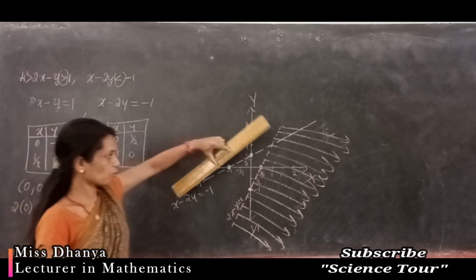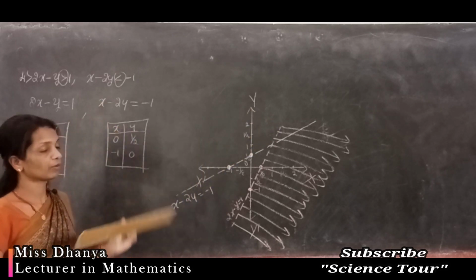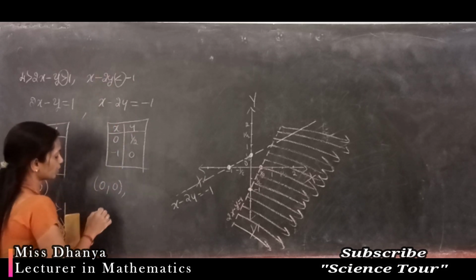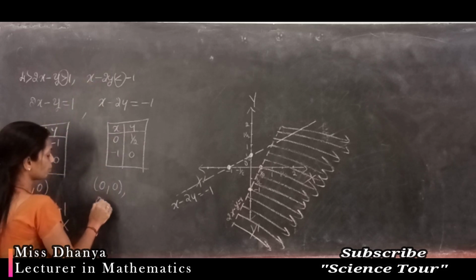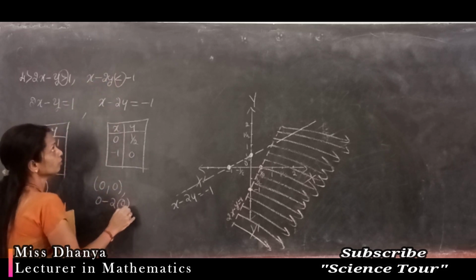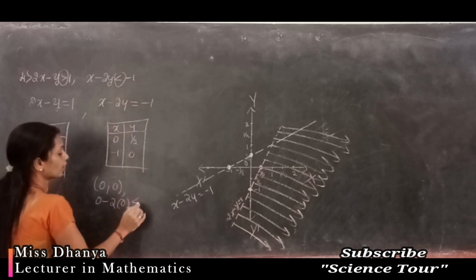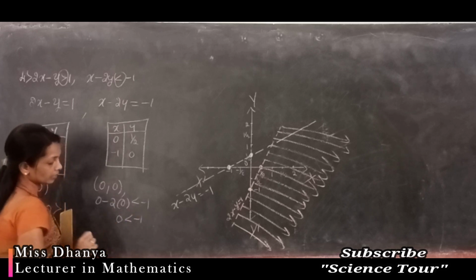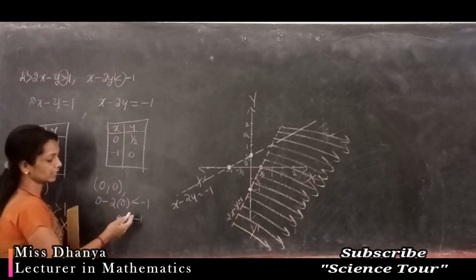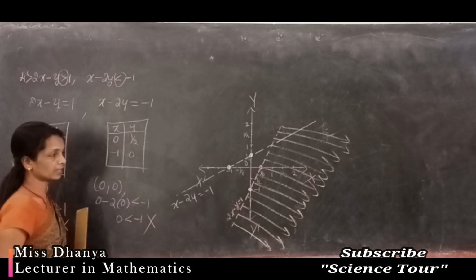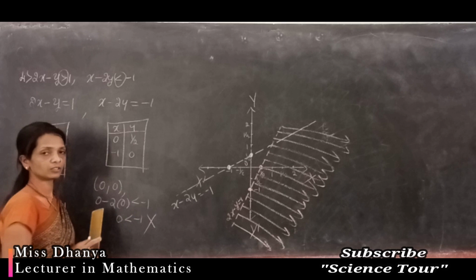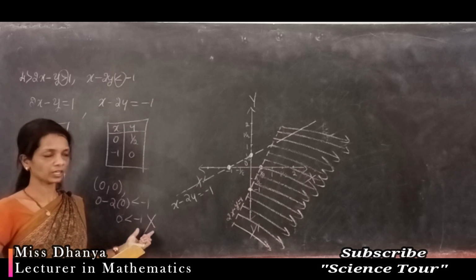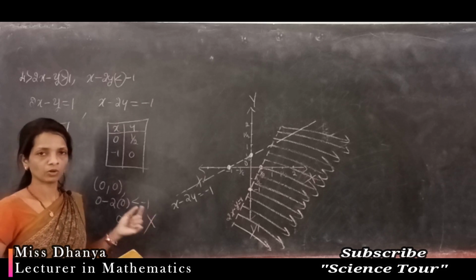Now which half plane of this line will be the solution region for this inequality? To decide that, take a checking point 0, 0. Then you get 0 minus 2 into 0, and the symbol is less than minus 1. The left side simplifies to 0. Is 0 less than minus 1? 0 is greater than minus 1, right? So this is a wrong inequality, which shows that you have to shade the half plane not containing the checking point.